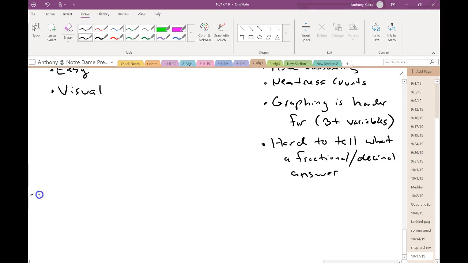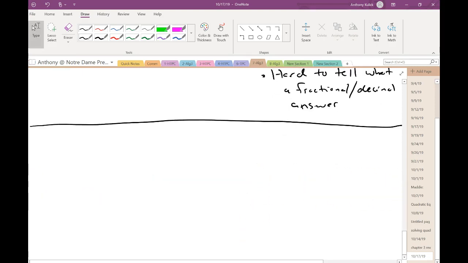So what do we want to do here? We'd like to come up with some algebraic methods that don't rely on a graphical interpretation.